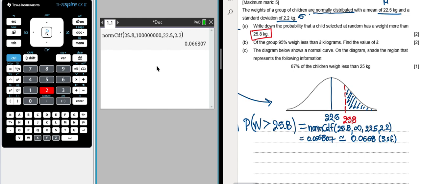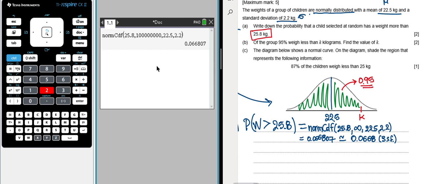Part B, let's clear that up, and I mean the normal distribution, so we can use it again for part B. Let's make part B with green. It says, of the group 95% weigh less than k kilograms, find the value of k. Now we know that the area that I'm shading now is 50%. So to go all the way up to 95%, I would essentially reach more or less that point here, and that would be the value of k. 95% means that the area under the curve is 0.95.